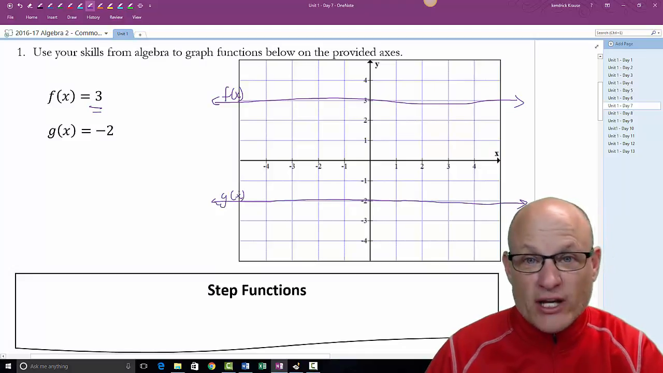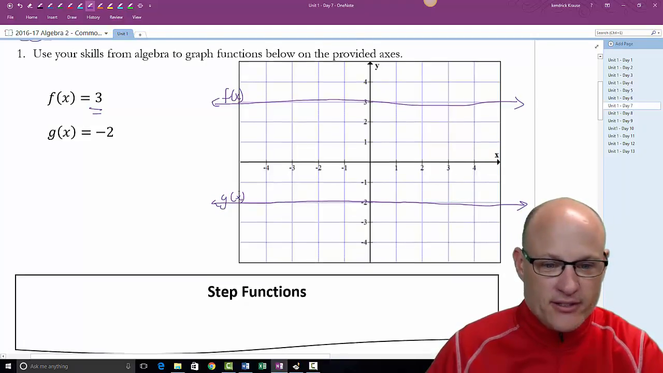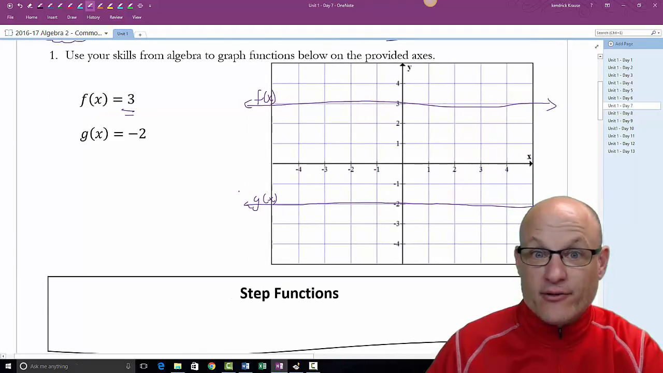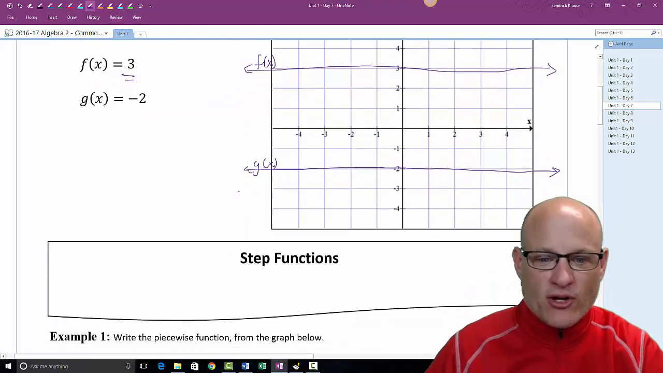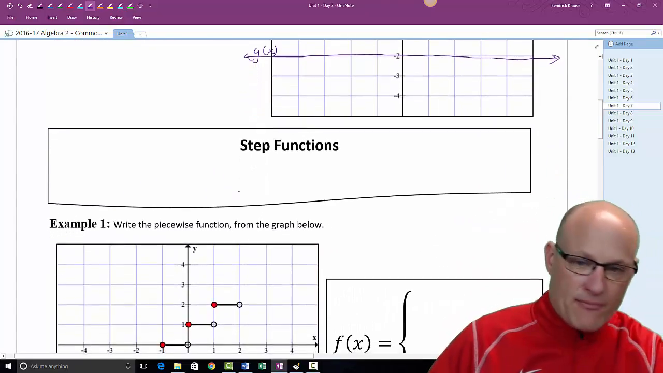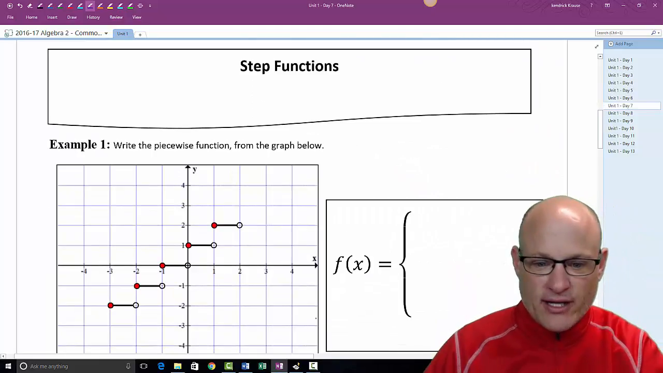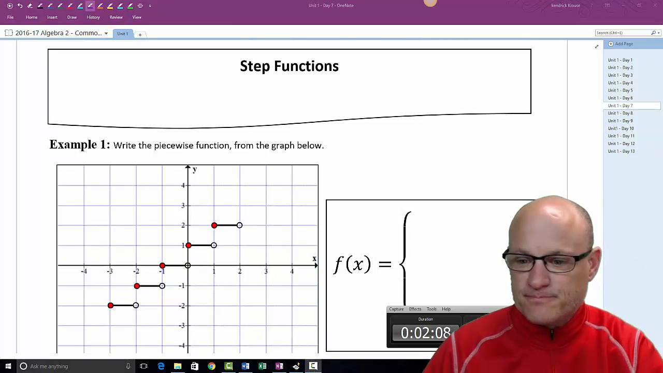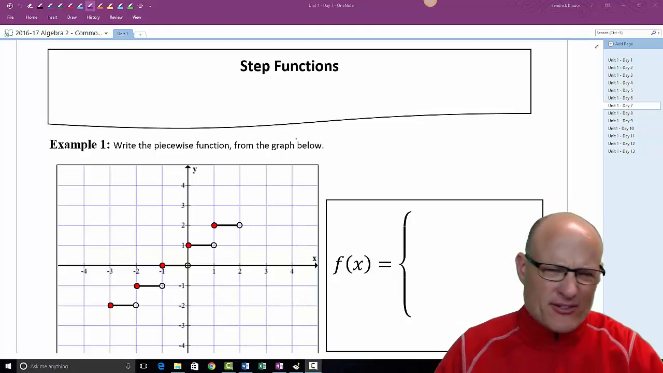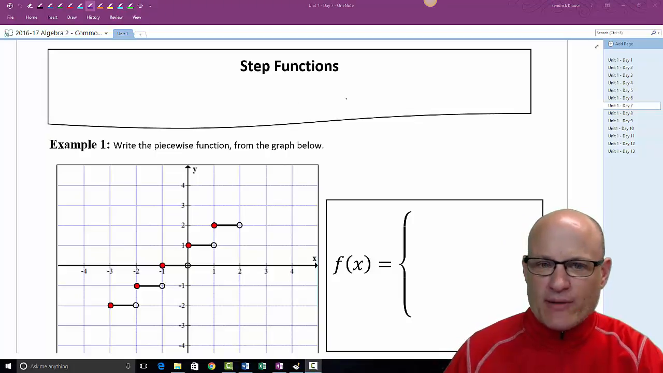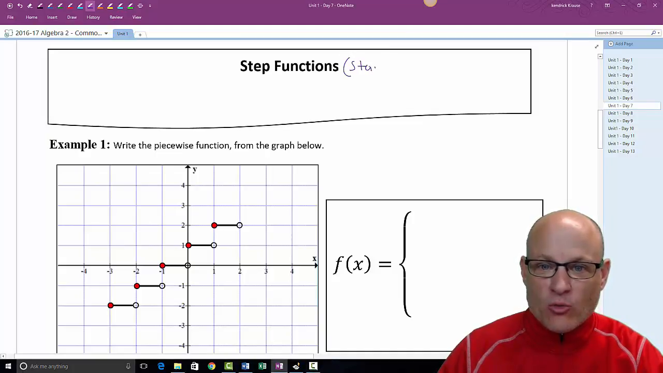That's like a 2-second warm-up in class. But today we're going to be talking about these things called step functions. Step function is not bad. Sometimes this is called a staircase function. You'll see why in a minute when I show you some of my amazing artwork. Staircase function.